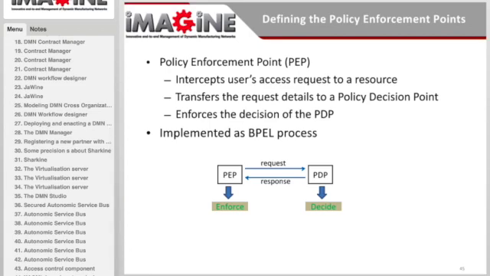The policy enforcement points are designed based on the following processes. The PEP intercepts users' access requests to a resource. Then it transfers the request details to a policy decision point, the PDP, and finally it enforces the decision of the PDP. The PEP is implemented as a BPEL process.